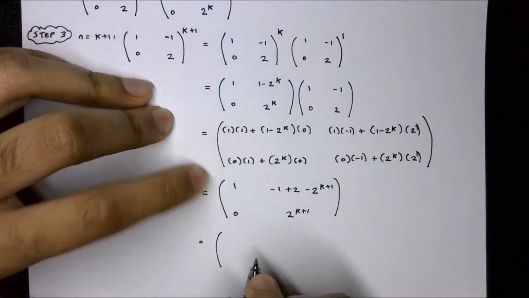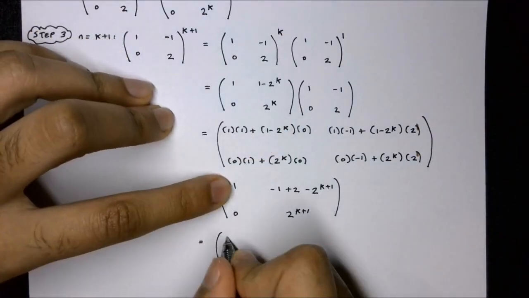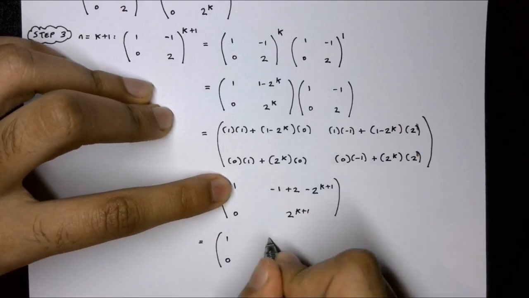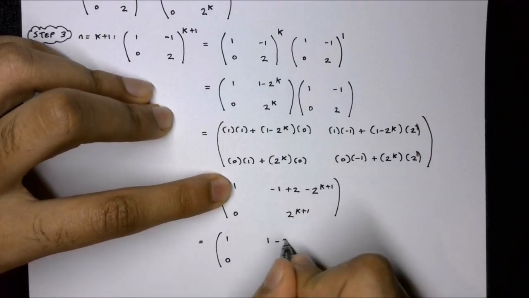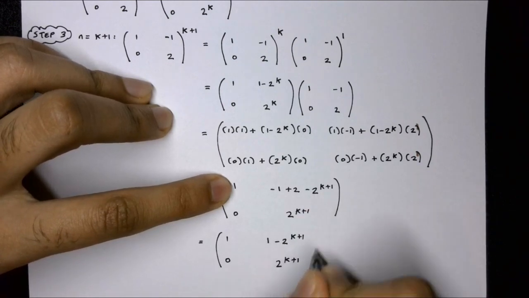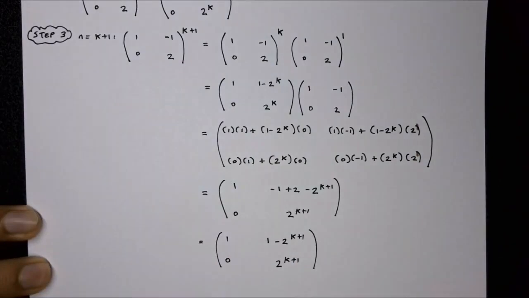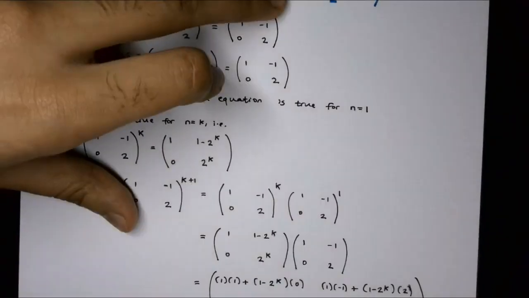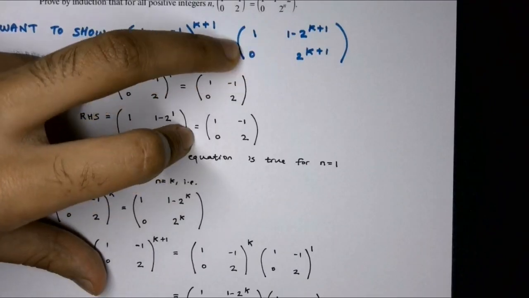So if we tidy all this up, we've got 1, 0. Here we've got minus 1 plus 2, which is 1. And then we've got the minus 2 to the k plus 1. And here we've got 2 to the power of k plus 1. So that's what we do for our third step. And indeed, that's exactly what we have over here.